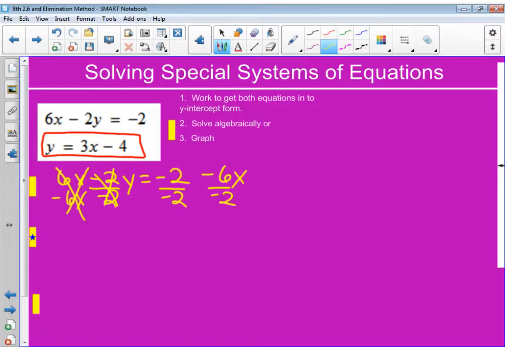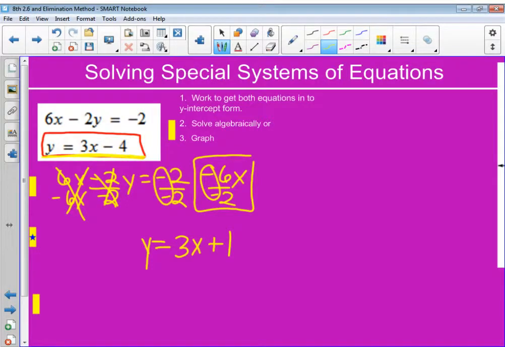So now when I rewrite it, I want the x first. So y equals 2 negatives make it a positive. 6 divided by 2 is 3x. And then 2 negatives make it a positive. 2 divided by 2 is 1, so +1. Okay, my other equation was right here. So I'm going to write that below just so I can see them. Y equals 3x minus 4.